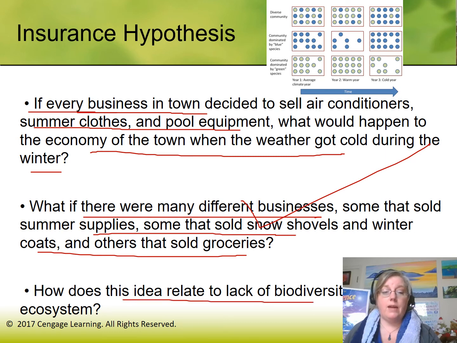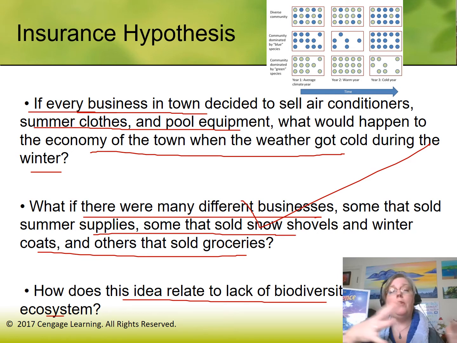So how does this relate back to biodiversity? If you have a whole bunch of different species doing a whole bunch of different jobs, things are going to be better more often than not. If you just have one or two things doing one or two jobs, and something bad happens with the ecosystem, you might just tank the whole ecosystem.